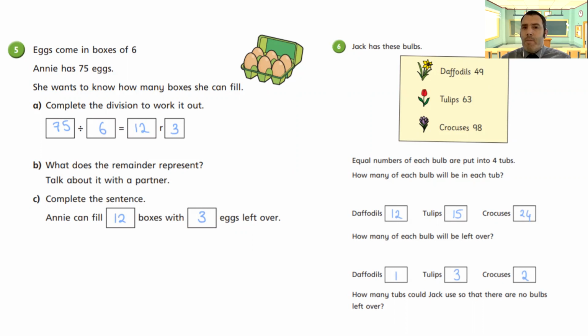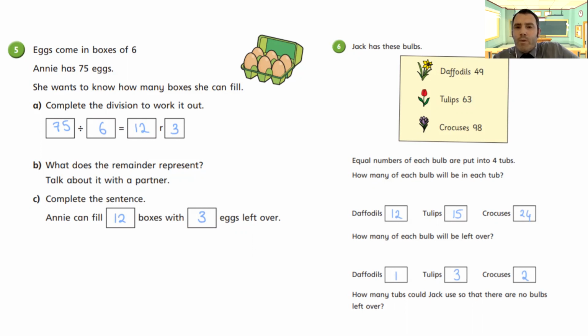Question 6. Jack has these bulbs. He has 49 daffodils, 63 tulips, and 98 crocuses. Equal numbers of each bulb are put into 4 tubs. How many of each bulb will be in each tub? So we need to divide each number by 4. So we have 12 daffodils in each tub, 15 tulips in each tub, and 24 crocuses in each tub.